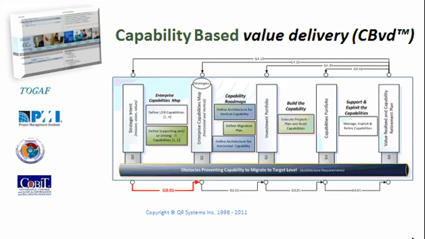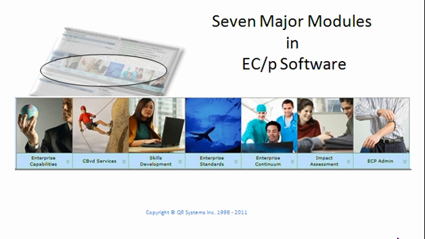ECP is a software product that implements the capability-based value delivery lifecycle. It has 7 major modules, and you will see these modules very simply map to the TOGAF-based framework. The first module is enterprise capabilities. This maps to the architecture landscape in TOGAF. CBVD services map to ADM. Skills development maps to the skills framework and allows you to take all kinds of courses to develop your enterprise architecture skills. Enterprise standards map to the standards information base. Enterprise continuums are predefined architectures.